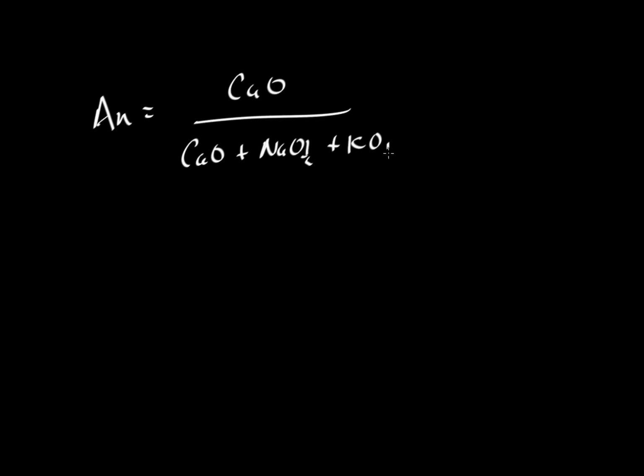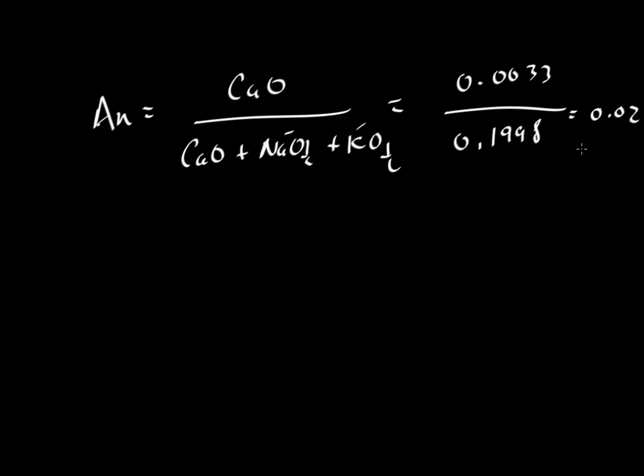So the anorthite component will be the amount of calcium relative to the total amount of calcium plus sodium plus potassium. And this is why we only wanted one cation each when we looked at those cation fractions. And so this would be equal to 0.0033 divided by 0.199. Let's just round it off to 998. And this is equal to about 0.02.